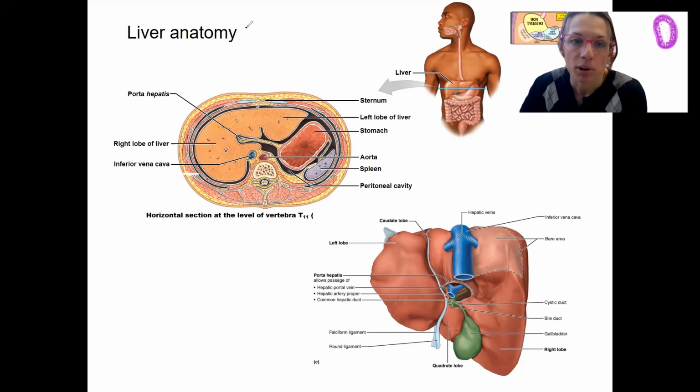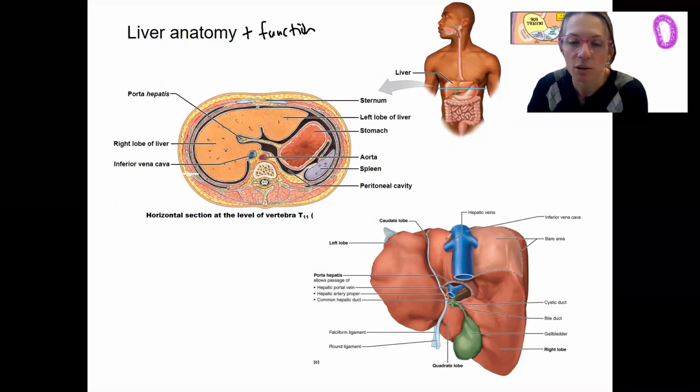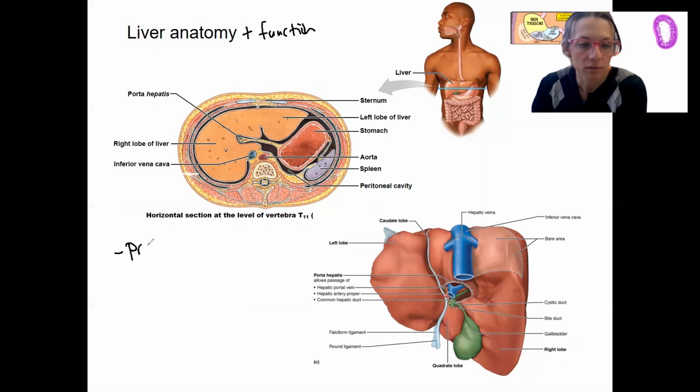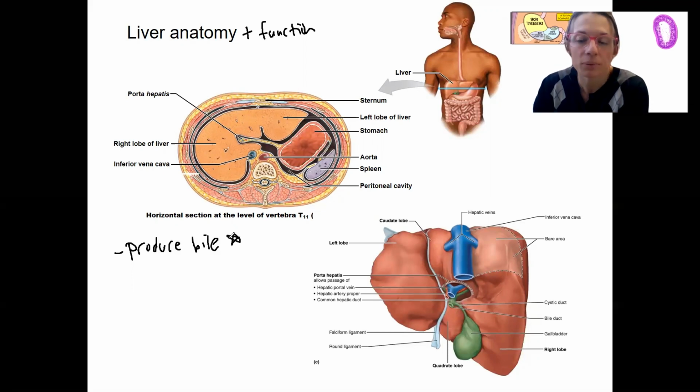This says anatomy here, but I'm also going to do some function. Do that first, and then we'll look at this picture and another view that shows the circulation to and from the liver. So the liver, you already know, is going to produce bile. That's going to be what we focus on here. Those hepatocytes in the liver make bile.